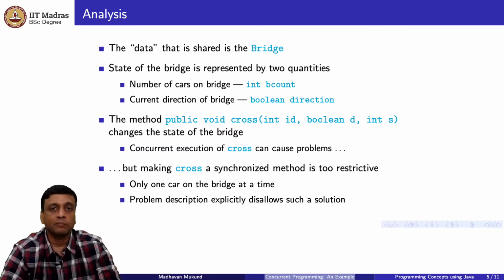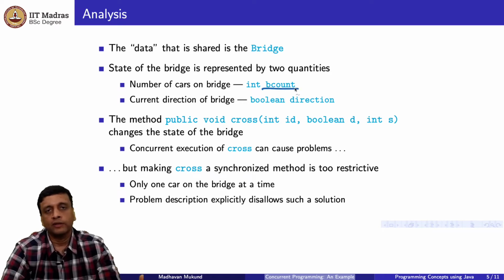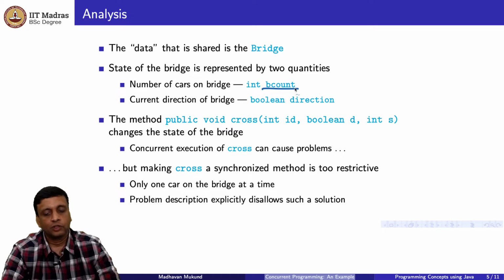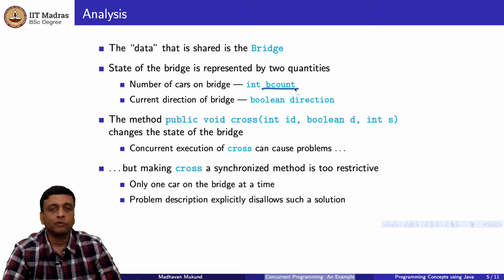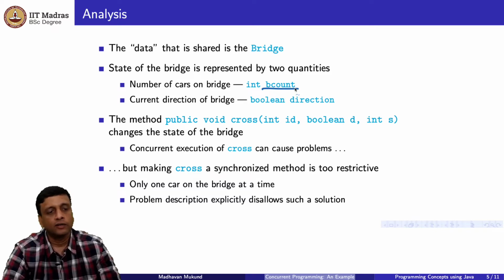It said that we must allow, or we should allow, multiple cars to be crossing in the same direction at the same time. So the bridge count, this B count, is not 0 or 1, it is 0 or any positive number. Okay. So the problem description requires us to allow that. Therefore, it would be a safe solution to just make this cross method synchronized in the Java monitor sense and make sure that no two cars can do it, but that is not an acceptable solution given what we want.